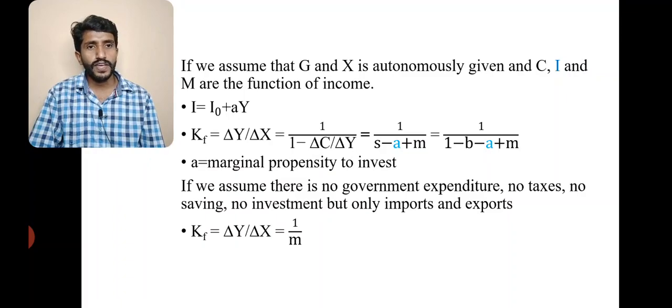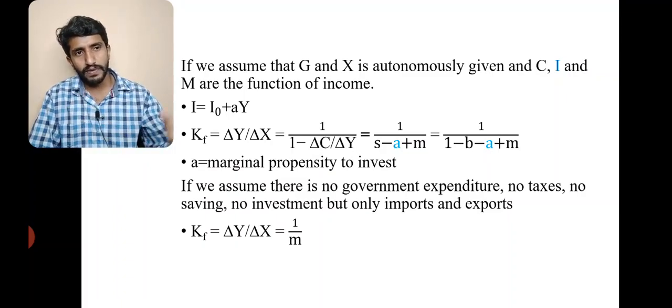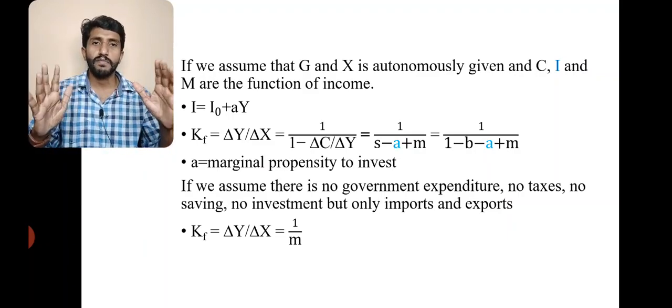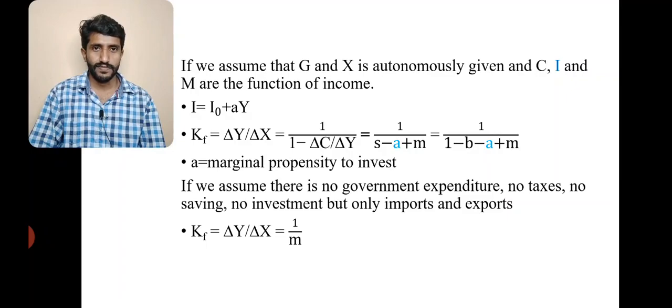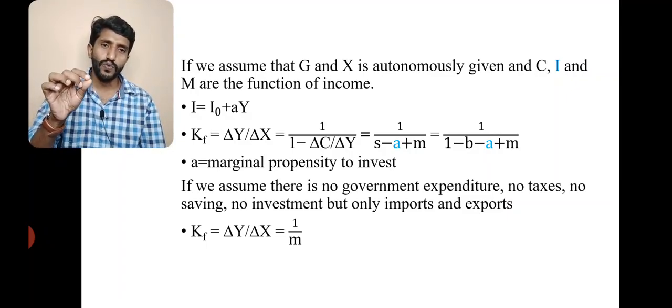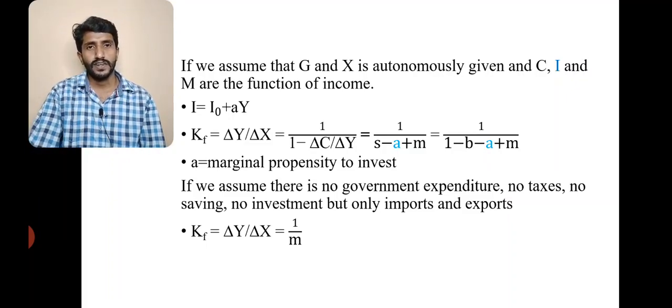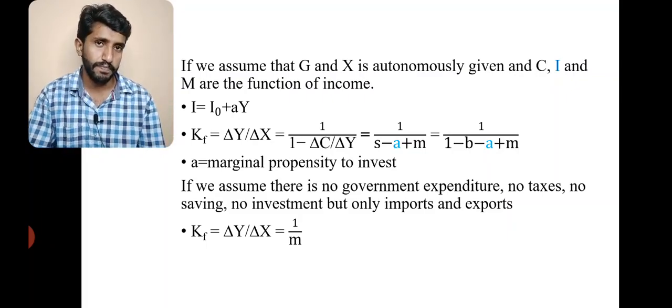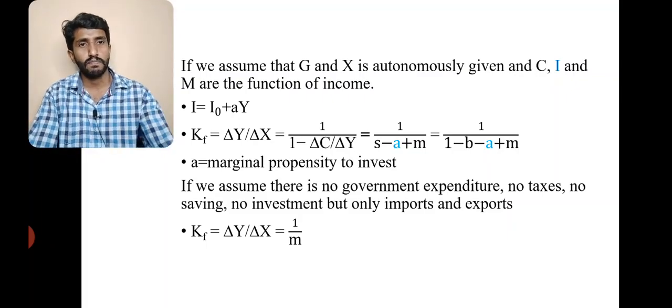If we assume there is no government expenditure and no taxes, no saving, no investment, but only imports and exports, then what will be the foreign trade multiplier? Then it will be 1 divided by small m. Small m is MPM, marginal propensity to import.